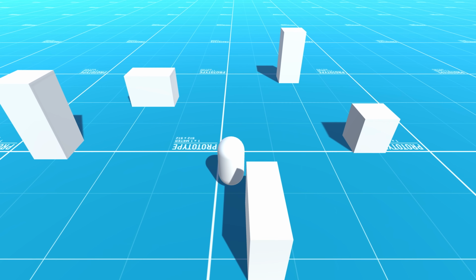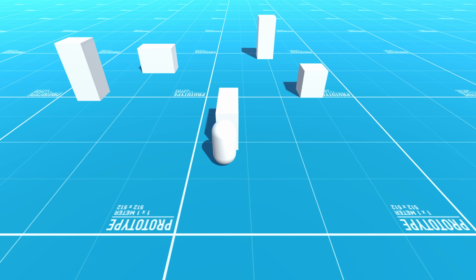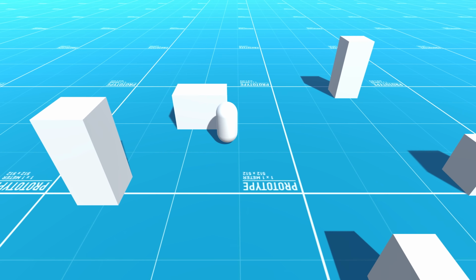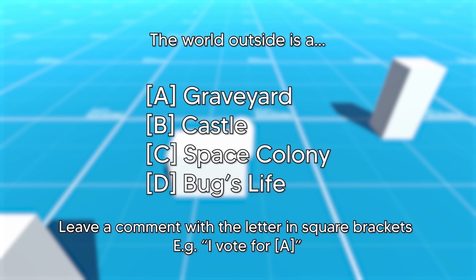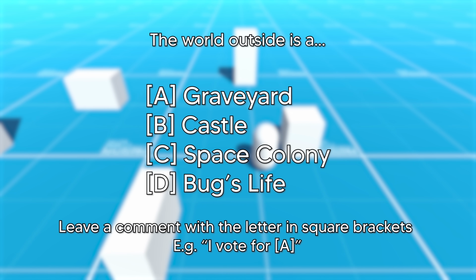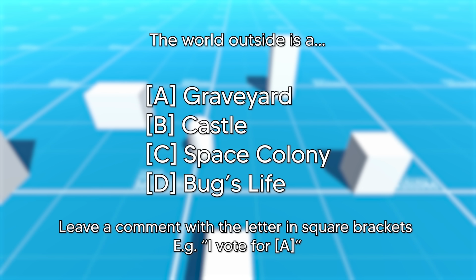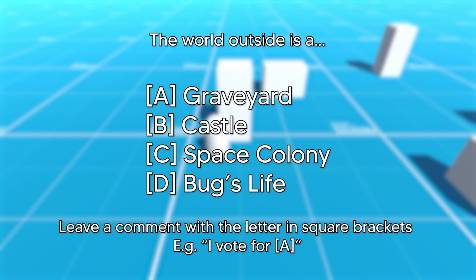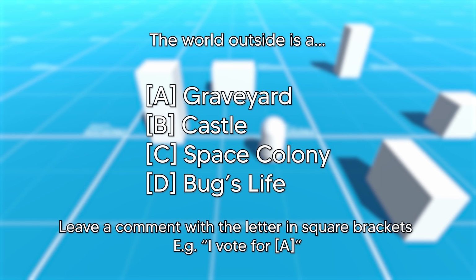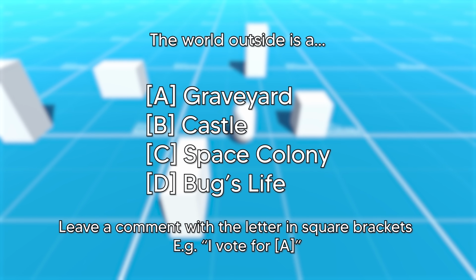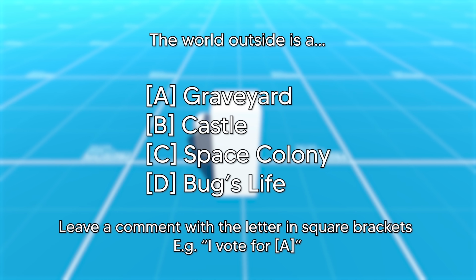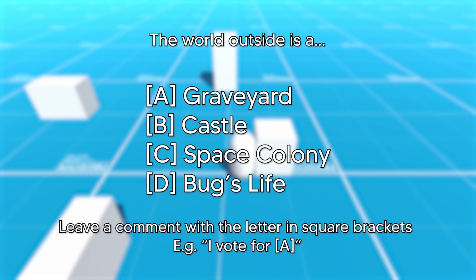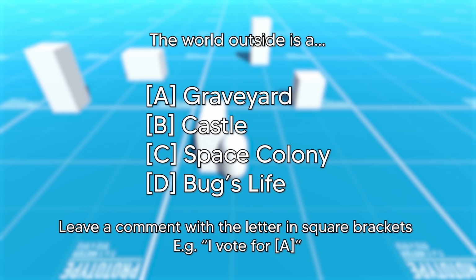I'll explain this all again at the end, but to vote for what I do next, comment on this video and include one of the following 4 options in square brackets as part of your comment, like you can see on the screen. A, the world outside is a graveyard, B, castle, C, space colony, or D, bug's life. I'll be using a bot to tally up all the votes a week after this video goes live.